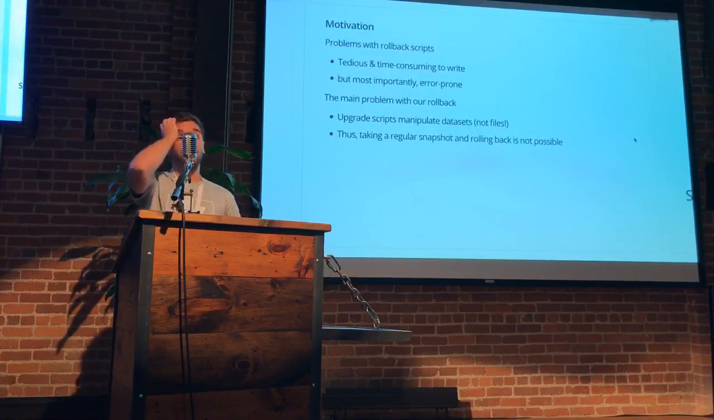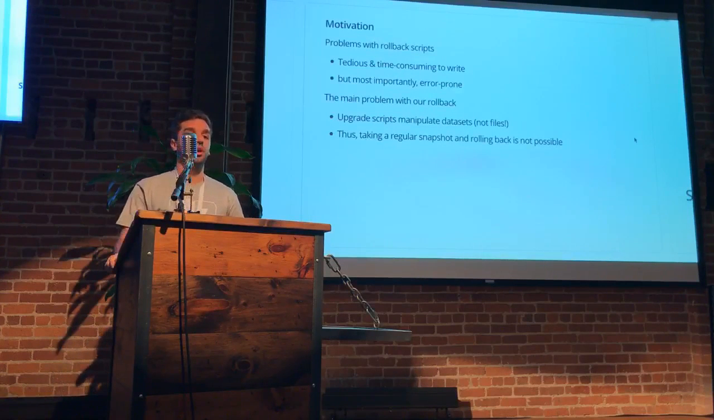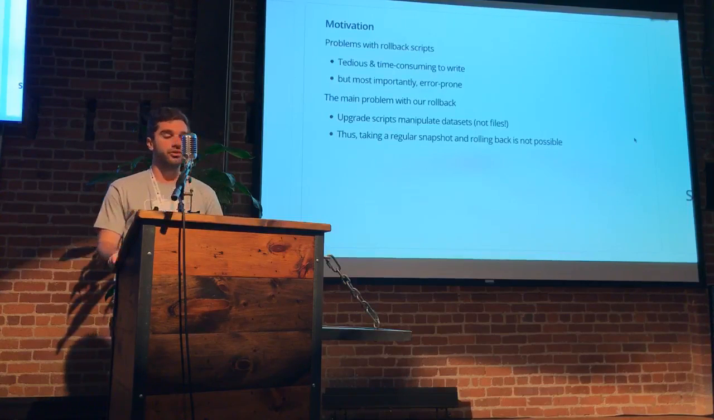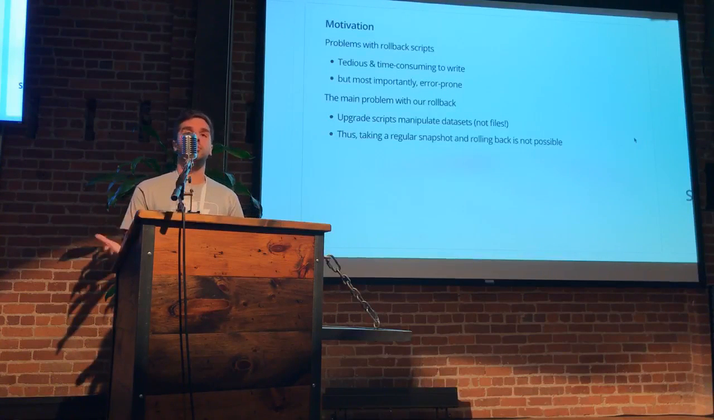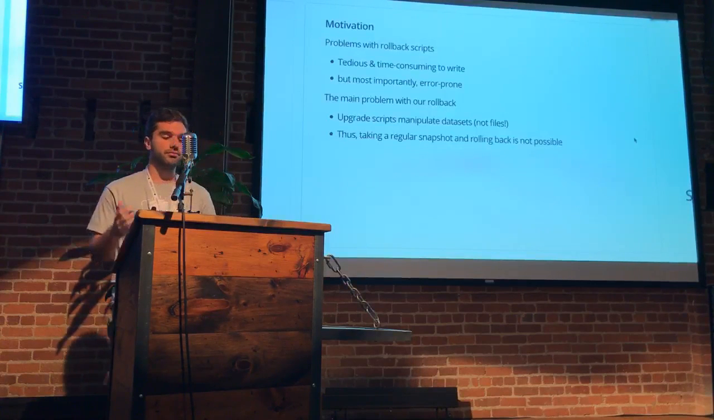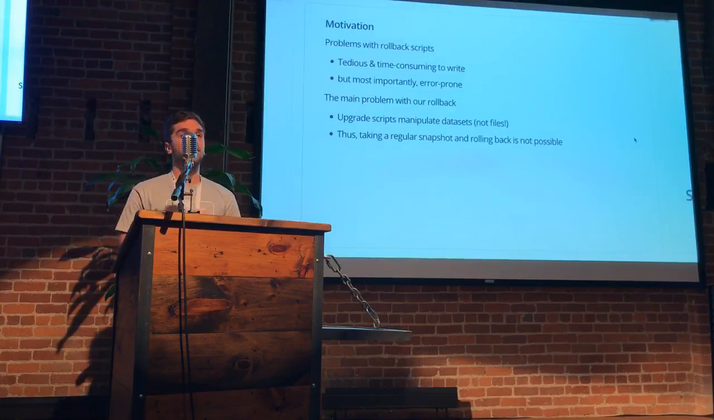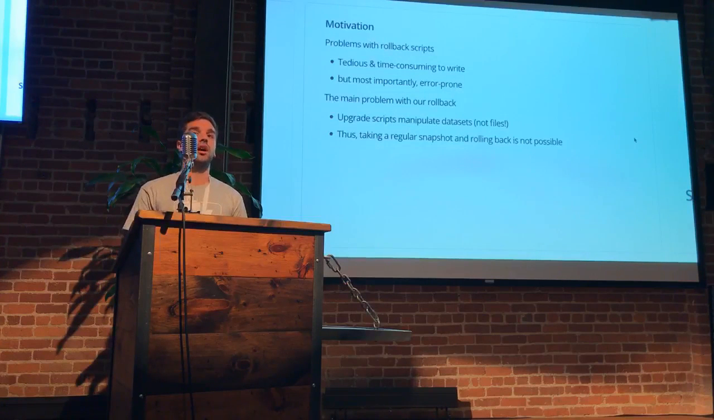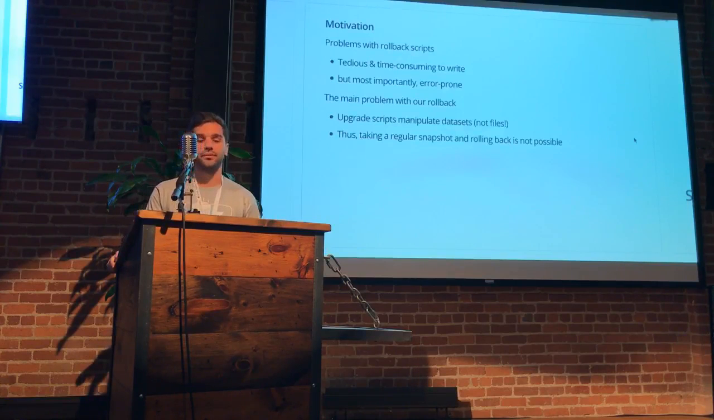The problem with the rollback scripts is that they're tedious to write. You literally have to undo whatever you did, and you also need to take into account which version we upgrade from and where we want to go. So besides being time consuming, it's also very error prone. The main problem it boils down to is that these scripts manipulate datasets, not files. So you couldn't say, why don't you just take a snapshot, try to do something weird with your files, and if something goes wrong, revert back to it. Because it's not just files, we're talking about ZFS structures here, and state within ZFS that changes. So rolling back from that, especially from the user point of view, is not easy.